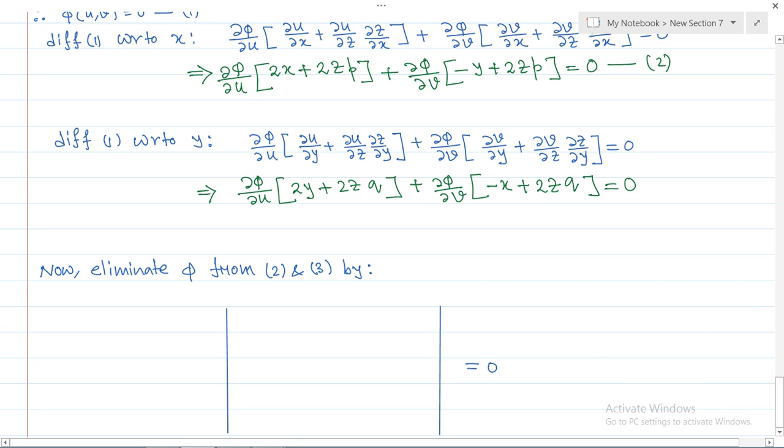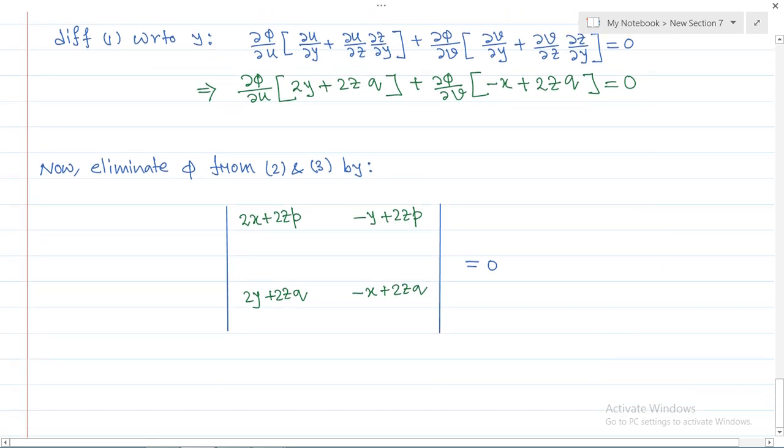So eliminate phi from 2 and 3. We have 2x plus 2zp and minus y plus 2zp, and here 2y plus 2zq, and here minus x plus 2zq. So now just cross multiply, break this determinant to write down the final answer.